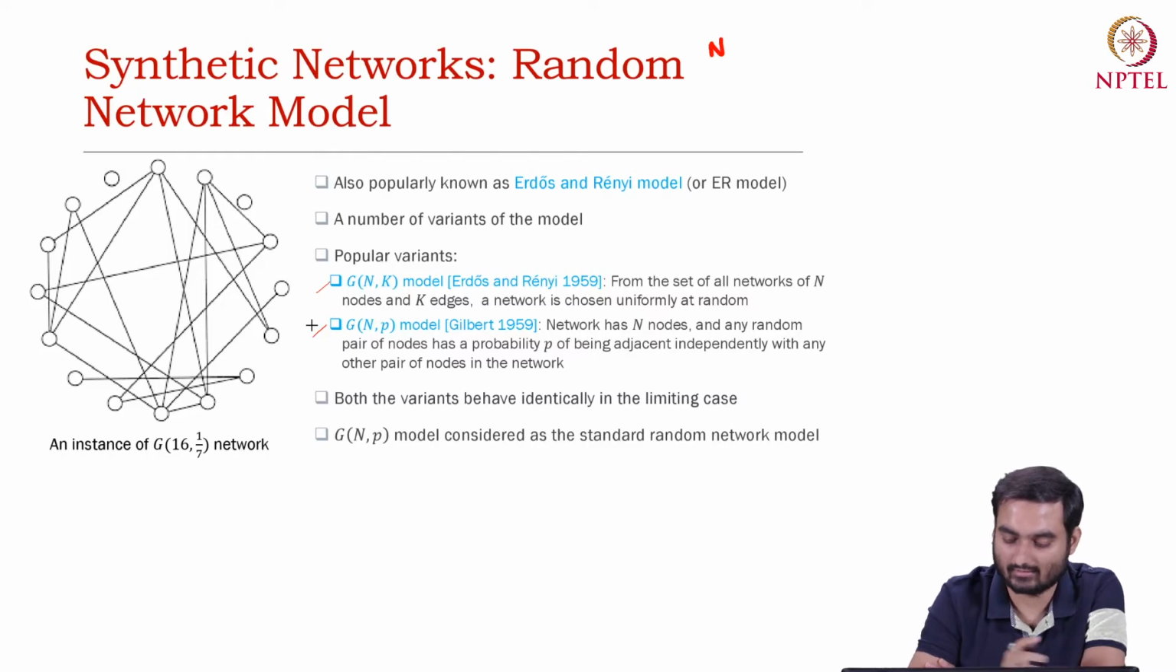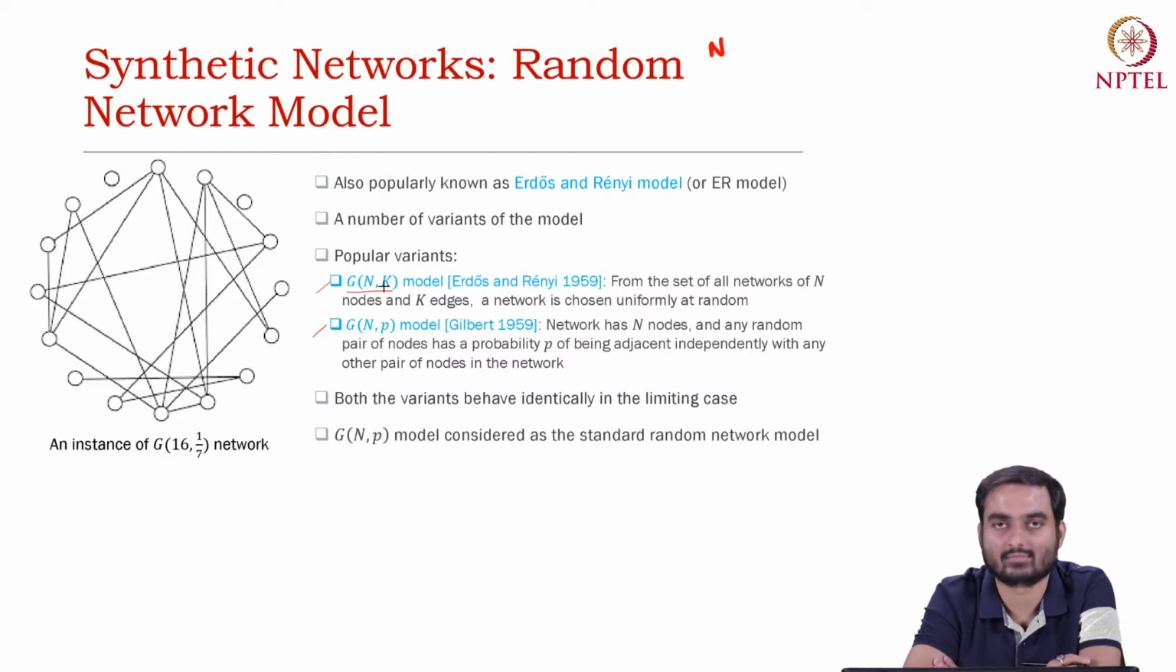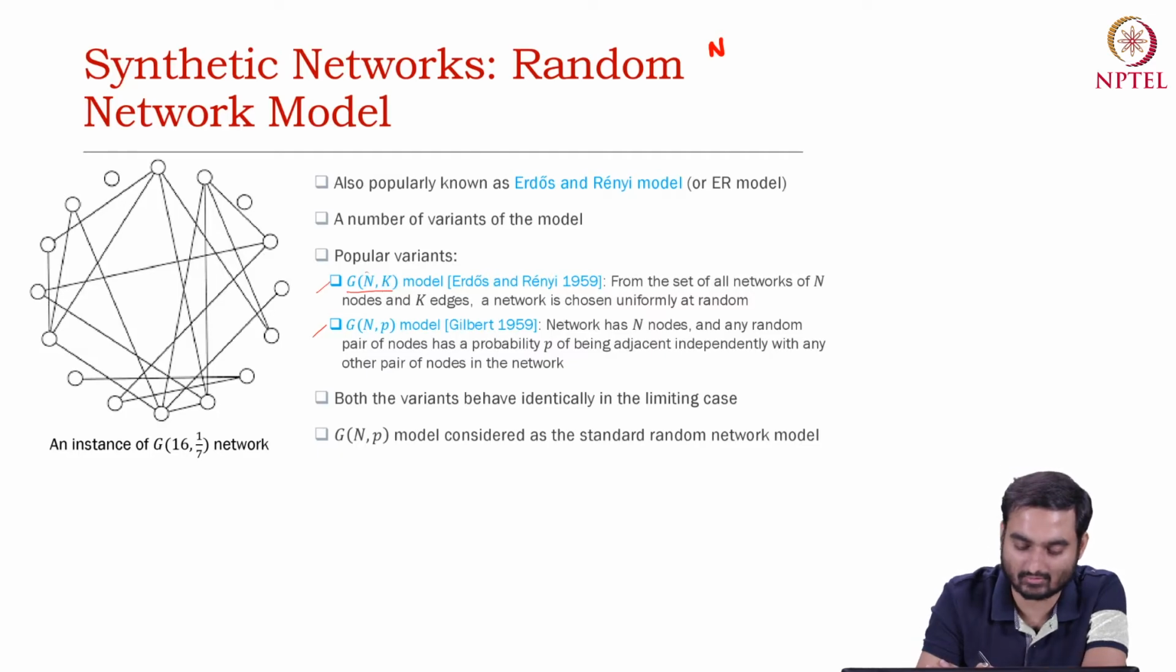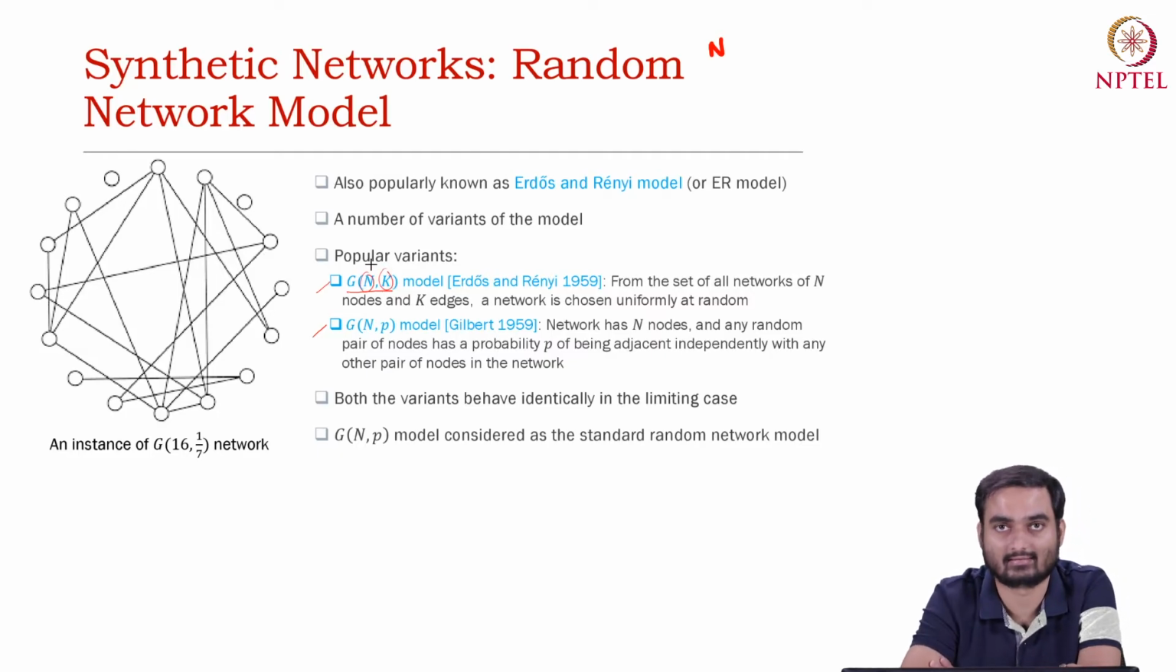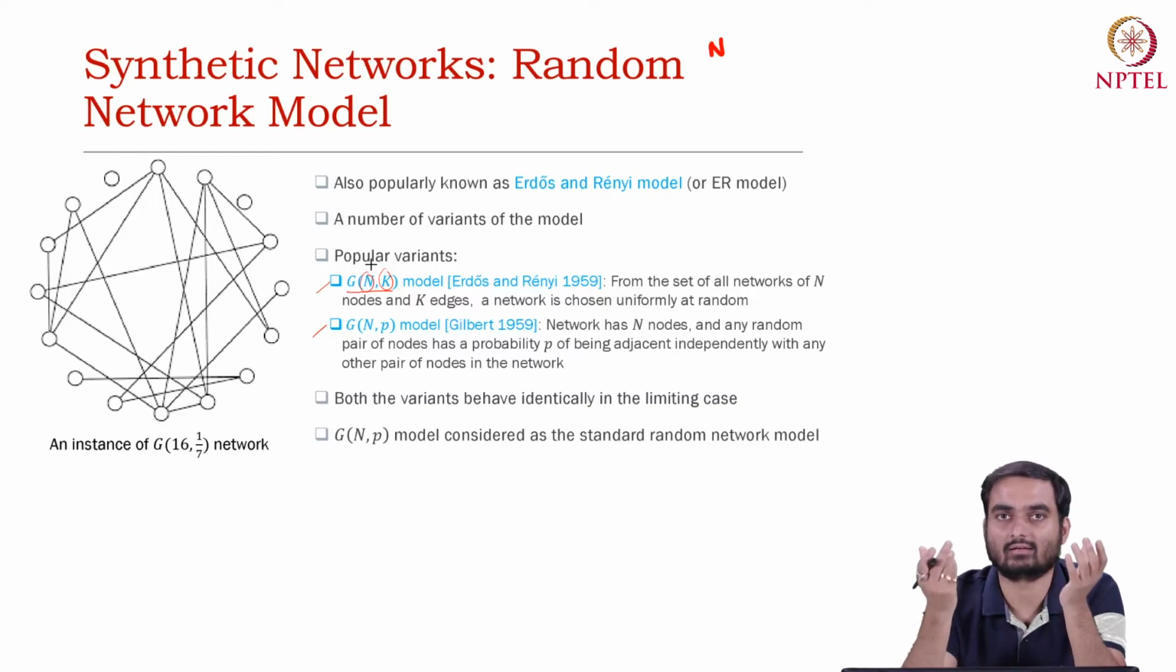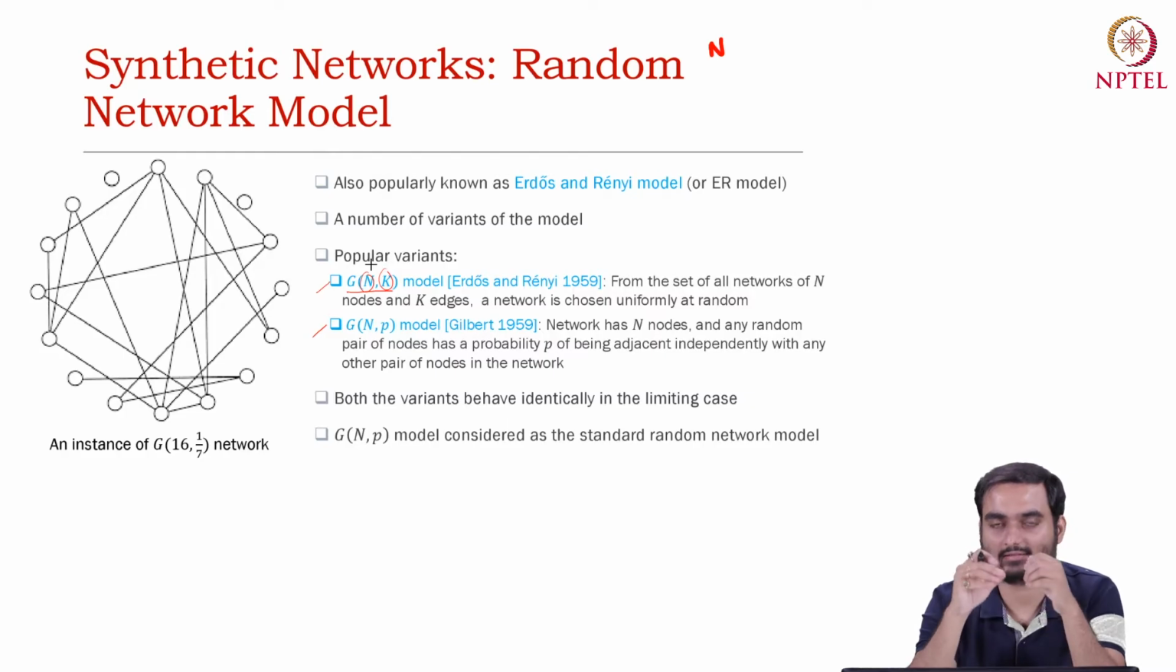One is called the G(n, k) model, where n is the number of nodes and k is the number of edges that you want to create. This is basically the ER model that Erdos-Renyi actually proposed. It says that you choose n nodes and you want to create k edges. How do you create them? You just choose a pair of nodes, you connect it, and you keep on doing this k times. There is no probability as such. But in this particular case, the number of edges will always remain the same, right?